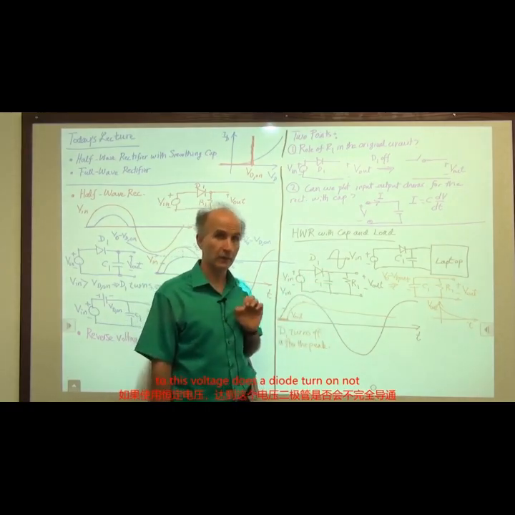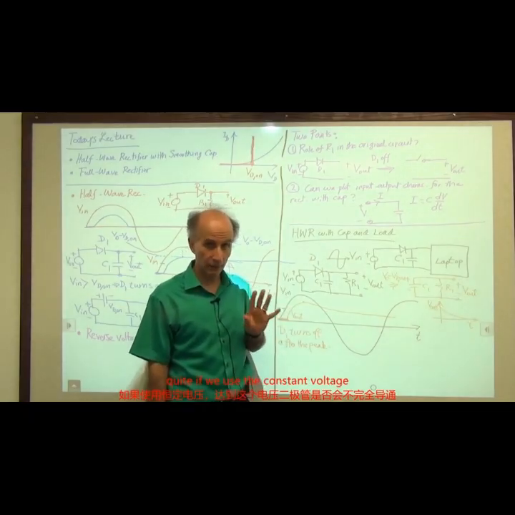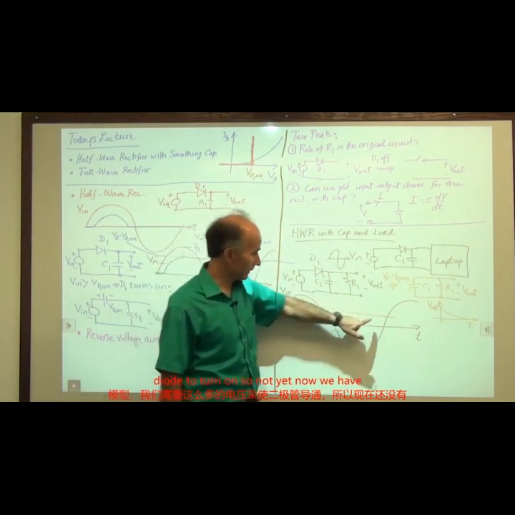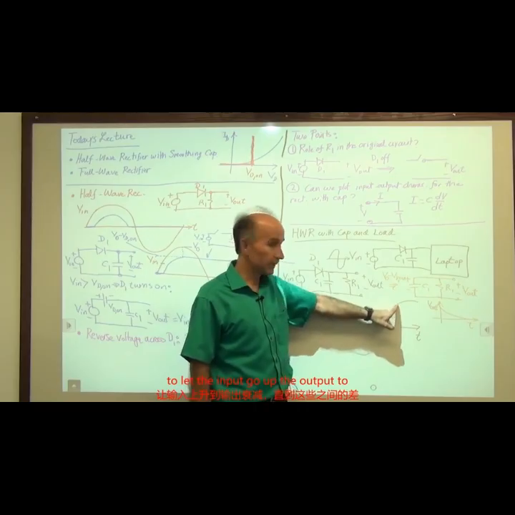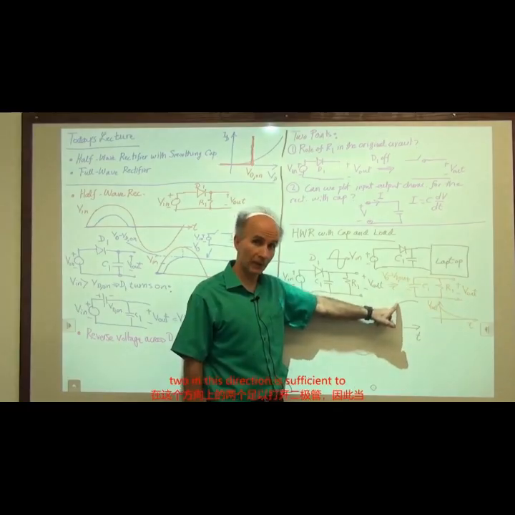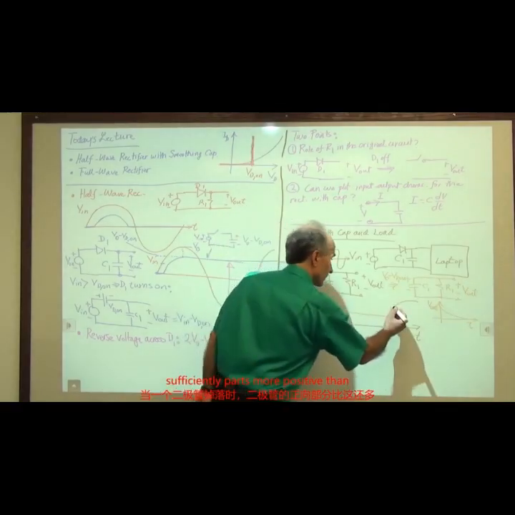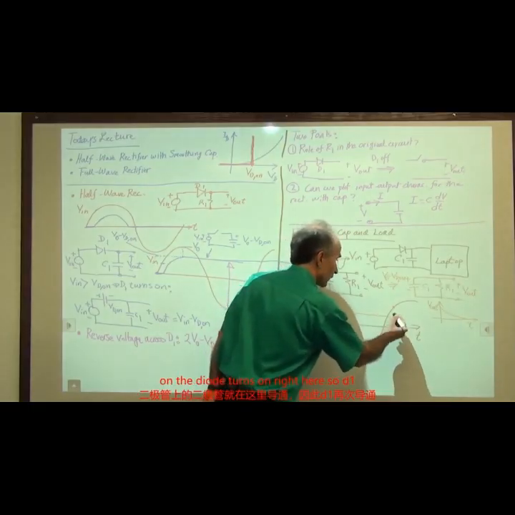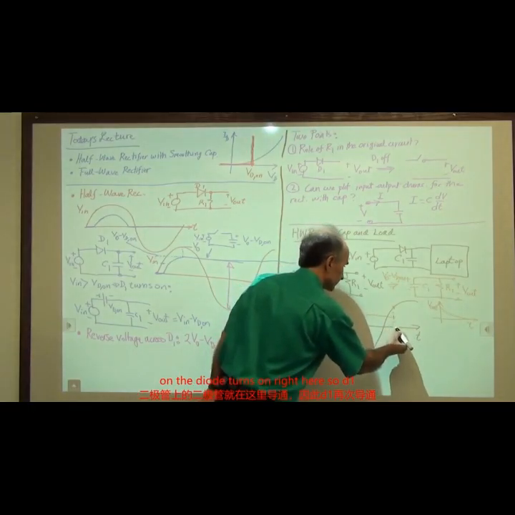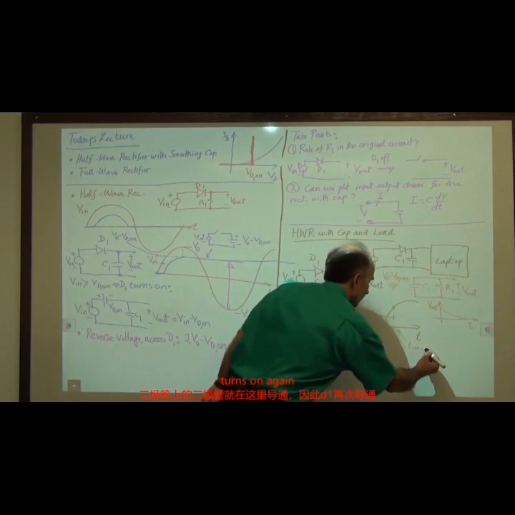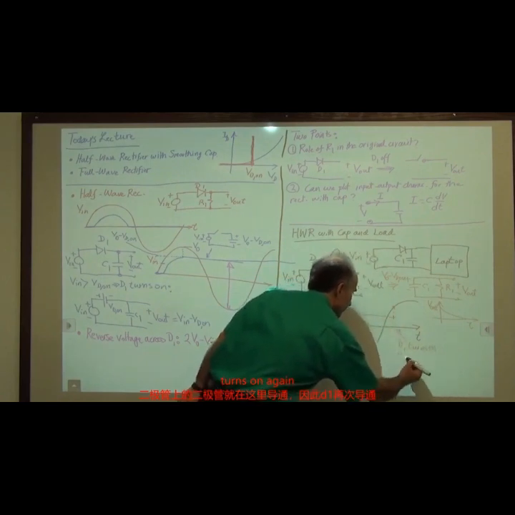Does the diode turn on? Not quite. If we use the constant voltage model, we need this much voltage for the diode to turn on. So not yet. Now we have to let the input go up, the output to decay, until the difference between these two in this direction is sufficient to turn on the diode. So when this is sufficiently more positive than this, one diode drop, the diode turns on. So diode turns on right here. So D1 turns on again.